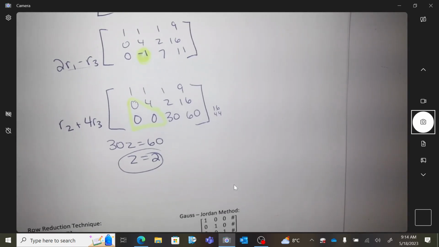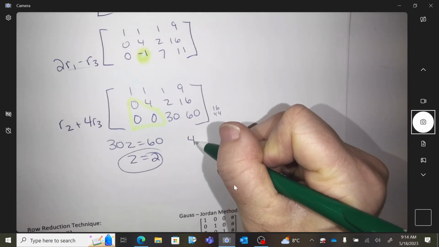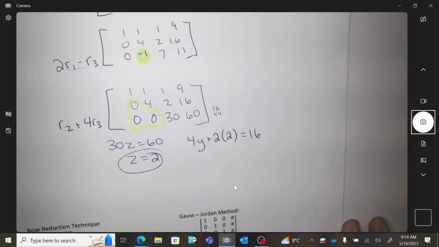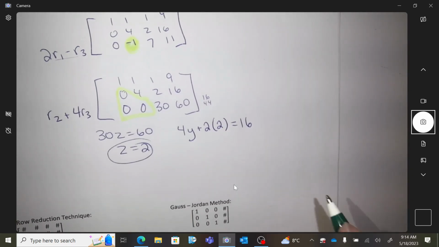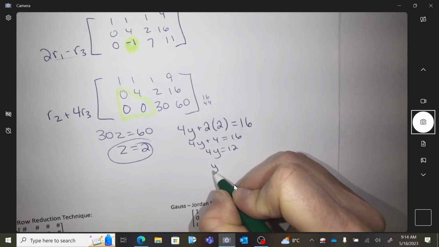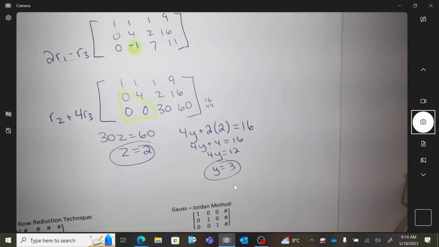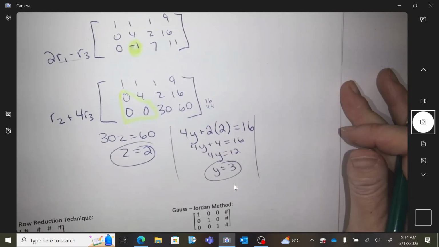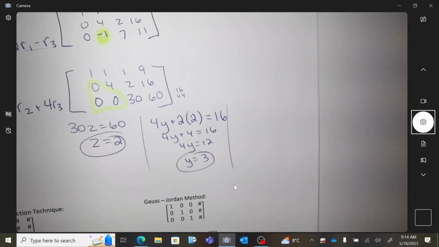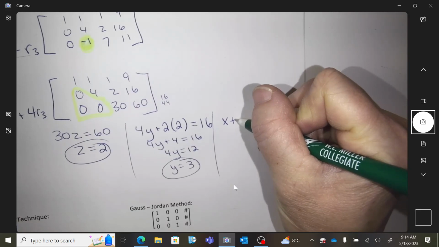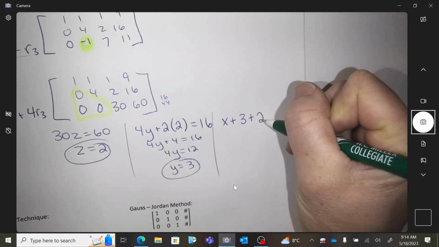Okay, move your way up the page. 4y plus 2 plug in z equals 16. And then the last plug-in, 1x plus a y plug-in plus a z plug-in equals 9.